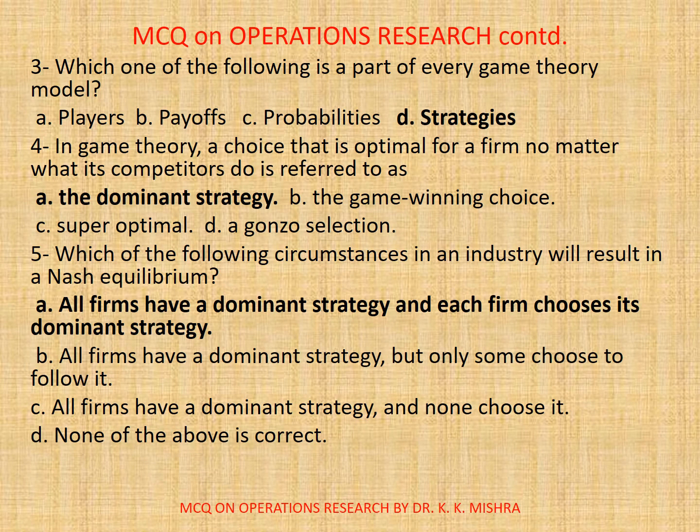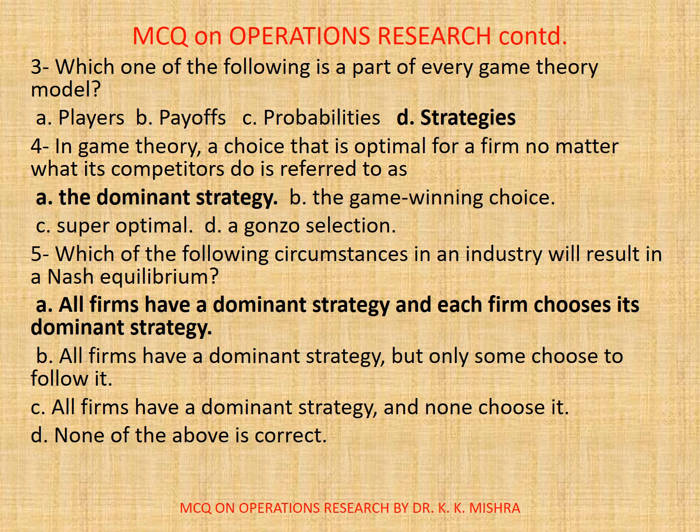Question number 3. Which one of the following is a part of every game theory model? A. Players. B. Payoffs. C. Probabilities. D. Strategies. Correct option is D. Strategies. 4. In game theory, a choice that is optimal for a firm, no matter what its competitors do, is referred to as, correct option is A, the dominant strategy.